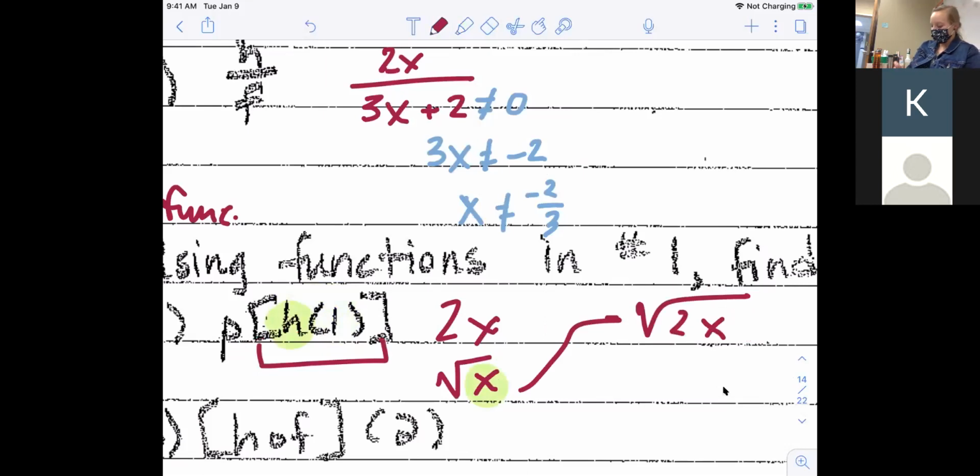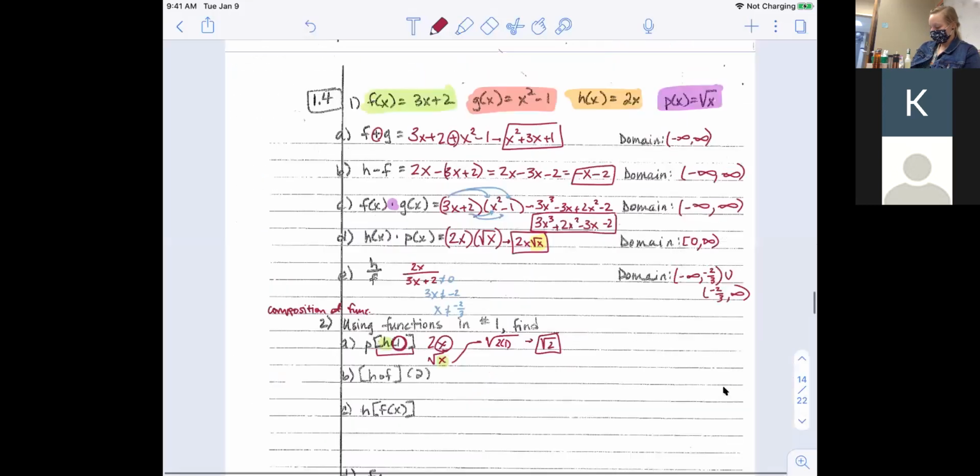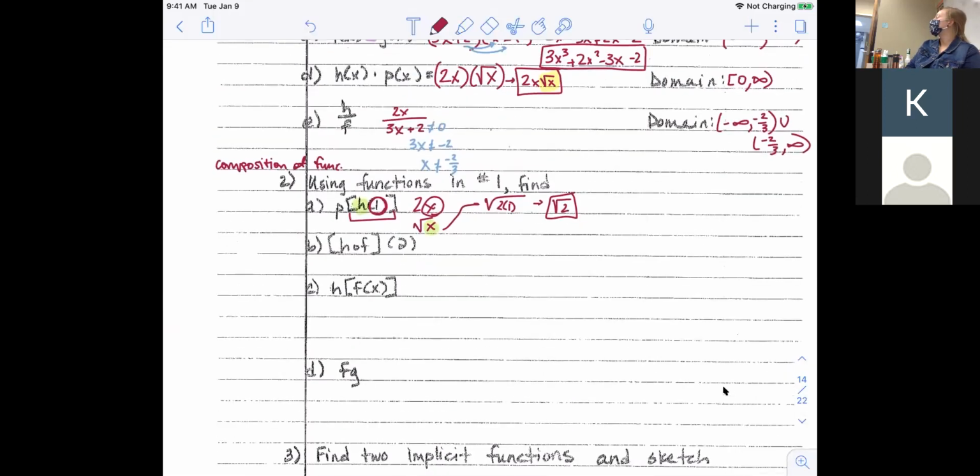But I'm not doing H of X, I'm doing H of 1. So inside of my X of H, I'm going to replace that with a 1. And then I just simplify. 2 times 1 is 2. Radical 2. My answer. All right, questions? Moving on, next one.